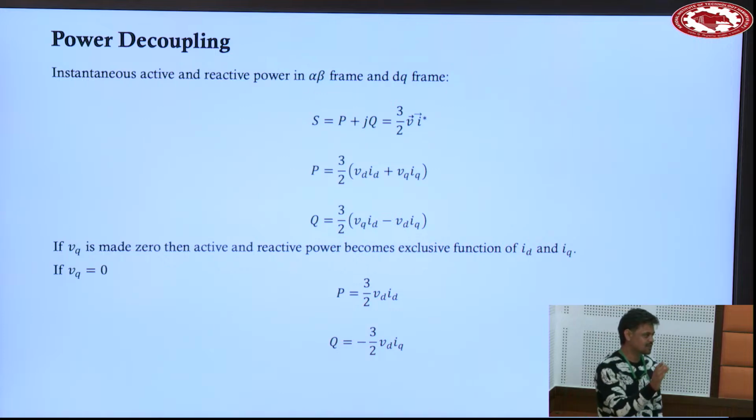If suppose this angle is pi by 4, then both components are there, Vd is there, Vq is there. You cannot do decoupling, meaning to change the reactive power you change Iq, to change active power you change Id. This will not be possible if one of the components is not 0. Making sense? Okay.